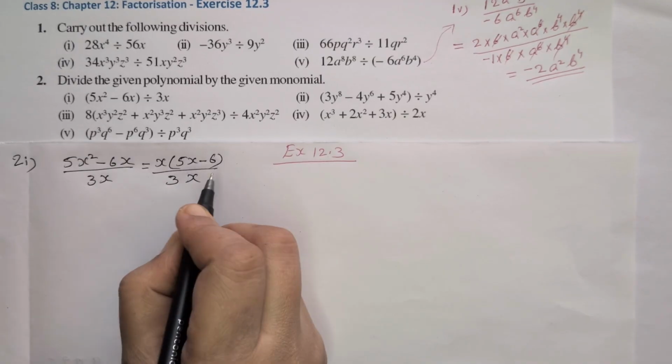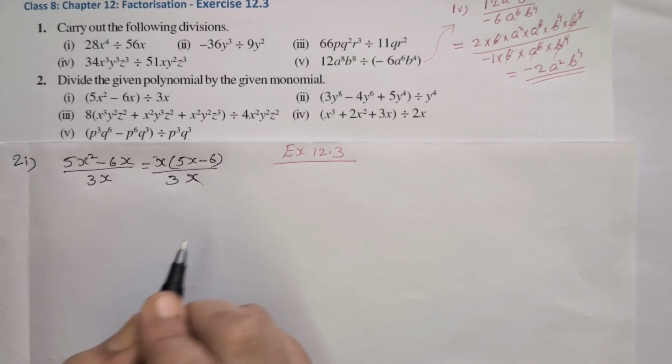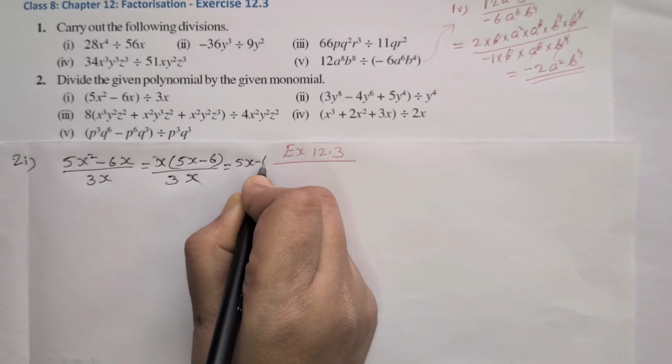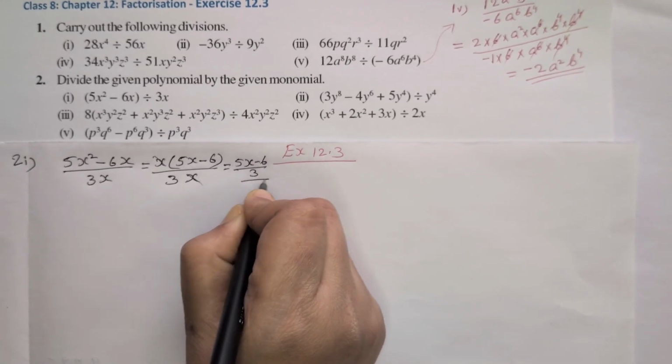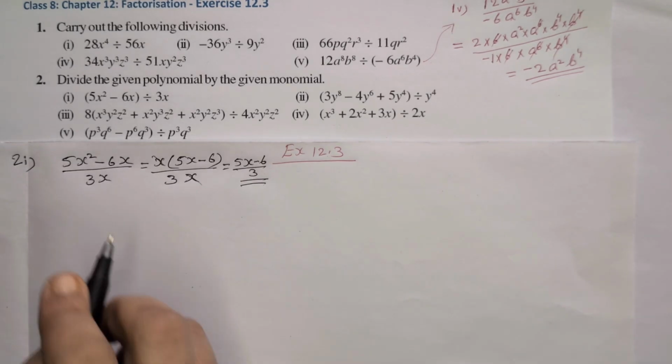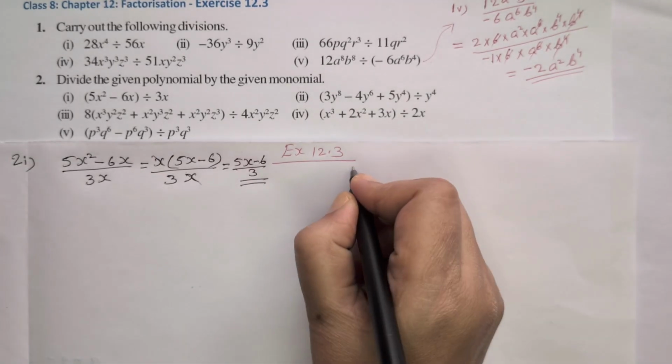3x means 3 into x. From there, this x we can cancel, which is equal to 5x minus 6 by 3. That is the answer, 5x minus 6 by 3. Now the second one.